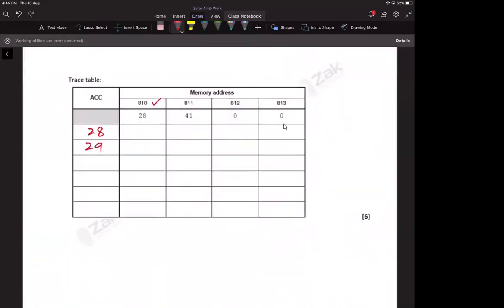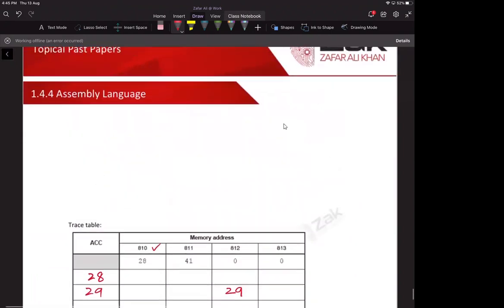So 812 was initially 0. Now it would become 29. So store means that whatever the current content of accumulator, take that and store at the given memory location. So when it became 29, 28 is gone. It is replaced. All right.